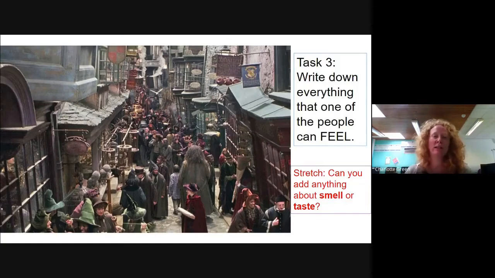Is anyone jostling into them? Are they reaching out to touch anything? Anything about the sense of touch. If you want, you can add in emotions at this point, because that might feed into the kind of senses that we talk about. And if you want to push yourself, why not add in smell and taste as well? They can often be more challenging senses to include in our descriptive writing. Pause the video while you do that.